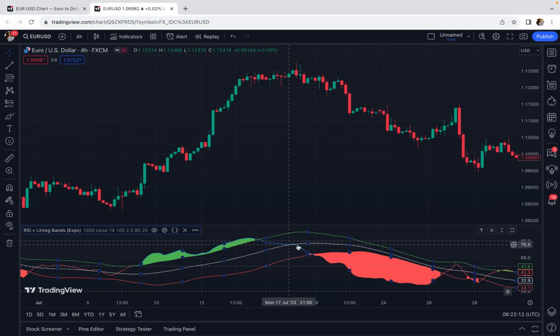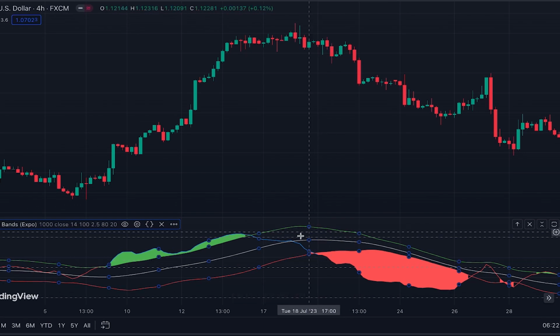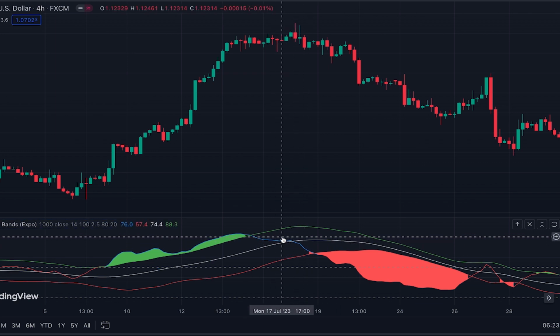First, let me explain the different components of this indicator, and then I will teach you a trading strategy based on this indicator. This white line in the middle is the regression line. This green line is the upper curve of our regression channel, and this red line is the lower curve of our regression channel. So this is our regression channel with this middle curve, which is our regression line, and these upper curve and lower curve, which are placed above and below the middle curve.